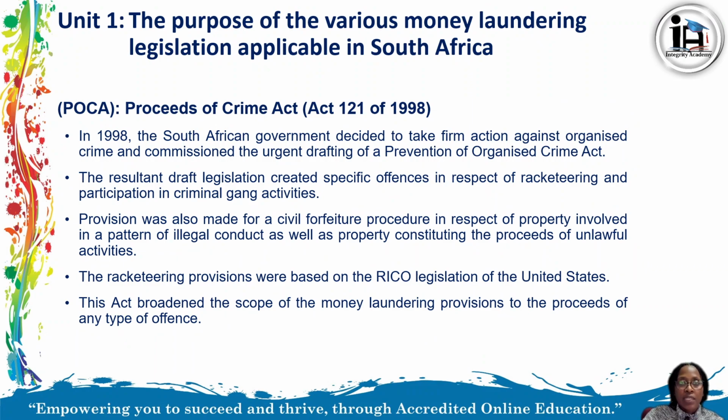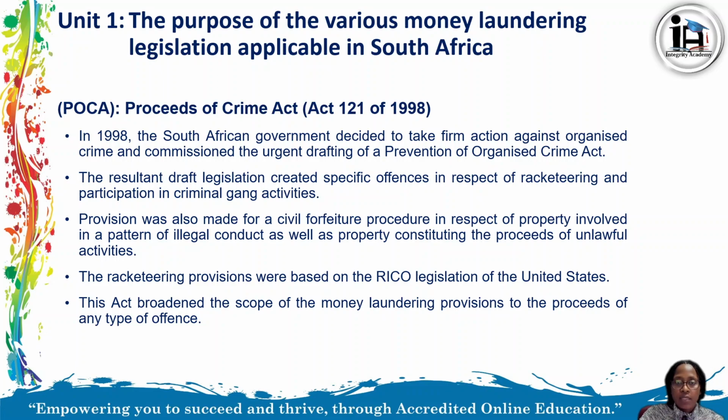We are still on the legislation applicable in South Africa to combat money laundering. The next legislation is the Proceeds of Crime Act, which is the POCA Act 121 of 1998. In 1998, the South African government decided to take firm action against organized crime and commissioned the drafting of a Prevention of Organized Crime Act. The resultant draft legislation created specific offenses in respect of racketeering and participation in criminal gang activities.